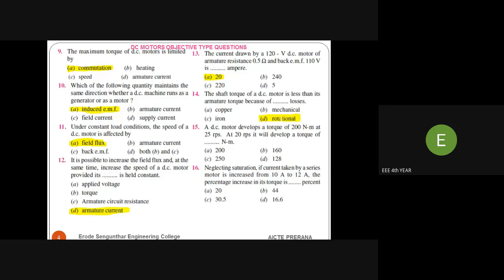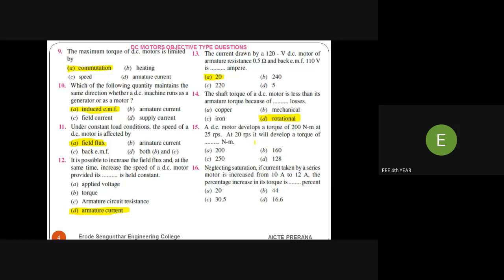Okay. So next, question number 15. A DC motor develops a torque of 200 Newton meter at 25 RPS. RPS means revolution per second. At 20 RPS, it will develop a torque of dash Newton meter.